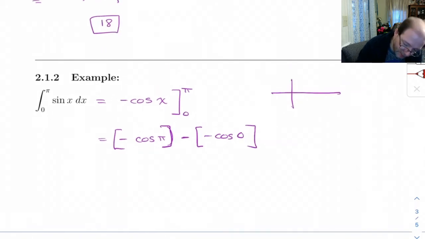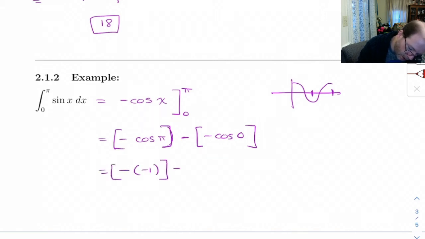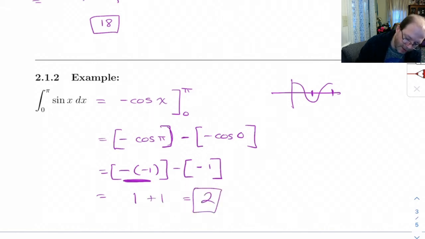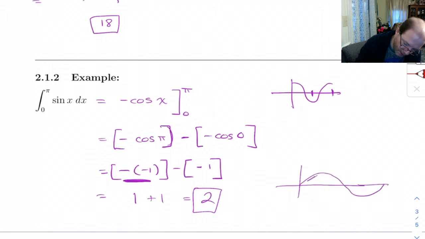All right, let's think about cosine for a second. Cosine looks like this. Cosine of pi is -1, and cosine of 0 is 1. So we've got lots of negatives going on here, but inside of here that's 1, and plus 1 gives us 2. So sure enough, if you draw a sine, this area inside of here is exactly 2.